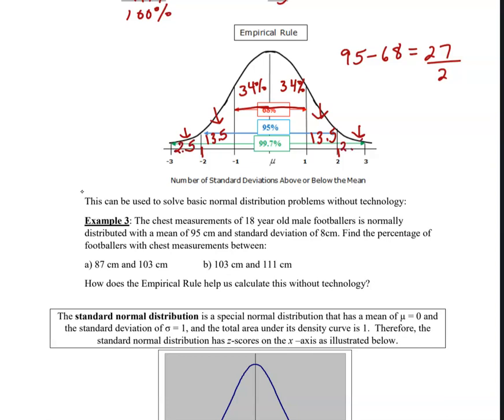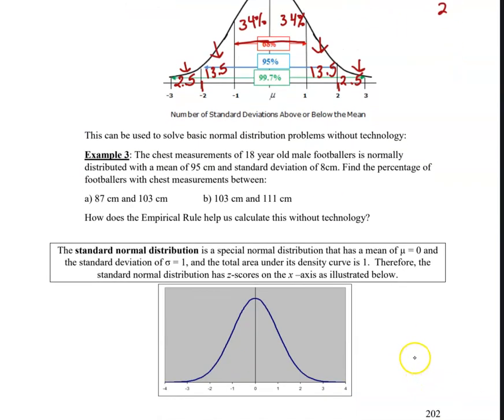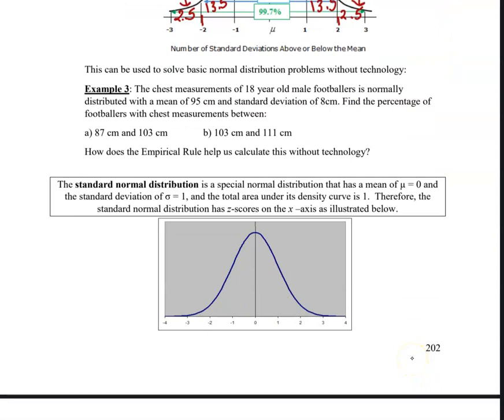We'll review this again in class, but I think it's helpful to have a picture of all of these subsections somewhere in your notes that you can refer to when you're working with the normal distribution. So look at example 3. The chest measurements of 18-year-old male footballers is normally distributed with a mean of 95 and a standard deviation of 8. So mu is 95 and sigma is 8. Can we calculate these values using the empirical rule?